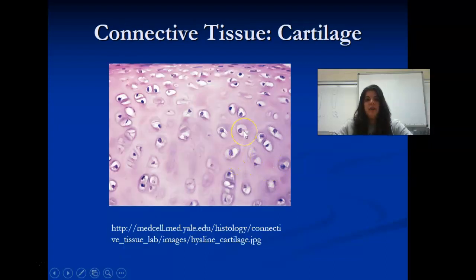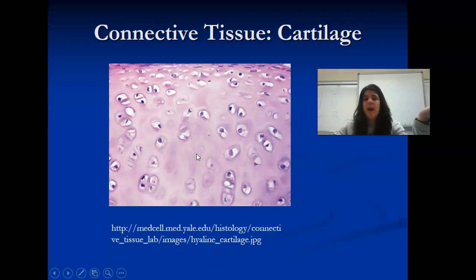Connective tissue example number 3 is cartilage. You can see here again, you've got your nucleus here, you've got these different cells. If you compare this to that picture of the squamous epithelial where the cells were all packed together really tight, you can see in cartilage here these cells are really spaced out. There's a lot of extracellular material that the cells are floating in.